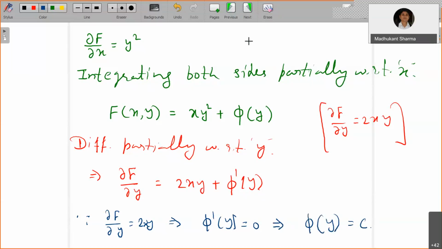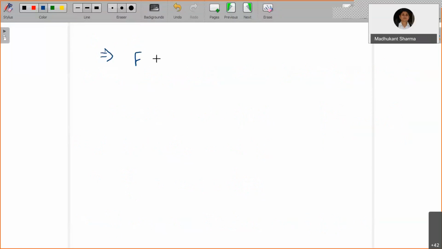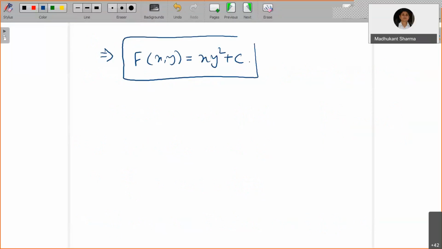So what will be the final family is as follows. So this implies f(x, y) equals x y square plus c. Okay, so that's a family of solutions for the original equation. And all these steps are possible because you have reached up to this level, because this equation is, you can say, exact only. We have not verified whether it is exact or not, but we have started with an assumption.